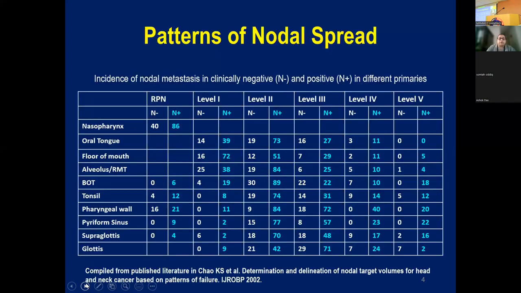Now, setting the stage, it is important for us to understand the patterns of spread of this cancer. If you look at this age-old table that most of us in radiation oncology at least refer to, you will see that the oropharyngeal subsites of base tongue and tonsil are very lymphatic rich sites, and therefore have a tendency to metastasize to lymph nodes, so that even in the clinically negative neck, you may have a high incidence of positive lymph nodes.